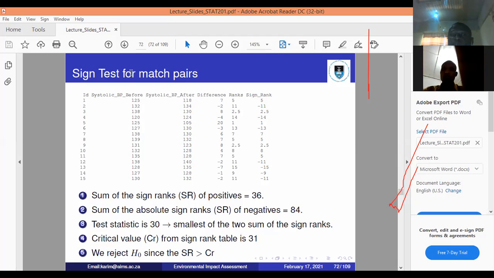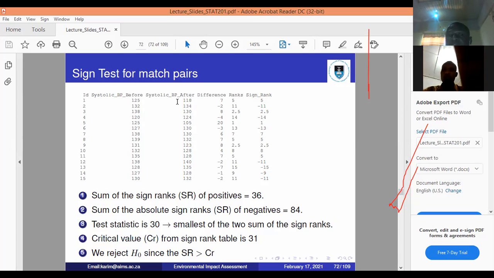So we want to check, is there a difference between the systolic blood pressure before and after the project has started? To use the sign test, in this one you can equally use the U-test here and you get the same results. So you can apply your U-test here, and you can apply your sign test here also. Here we are using the sign test just to illustrate the different methods.